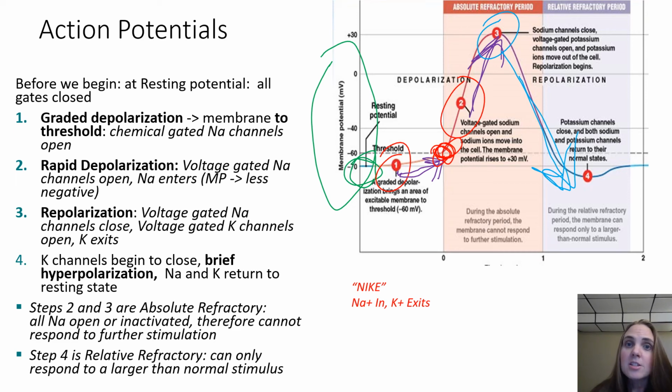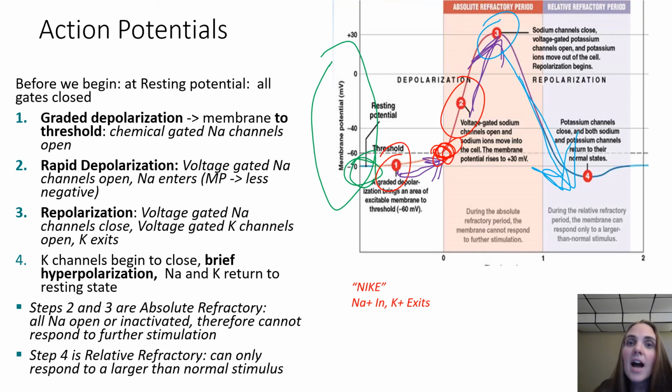Then our voltage-gated sodium channels are going to stay inactivated. They're going to stay closed until we have repolarized to the threshold level. And at that point, they're going to return to their normal status of closed but able to open. So they are closed, but if we have a large enough stimulus, they could open back up. The voltage-gated potassium channels begin to close as we reach that resting membrane potential of -70 millivolts. But potassium ions are going to continue to leave our cell until all of those potassium gates have closed.